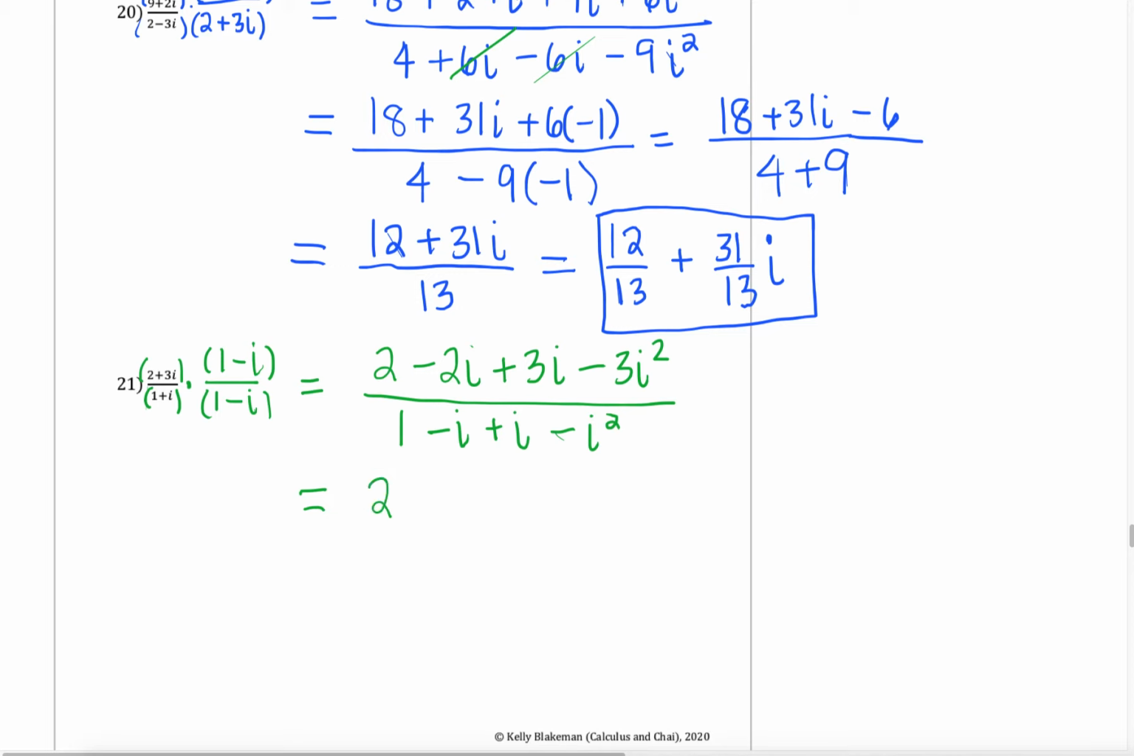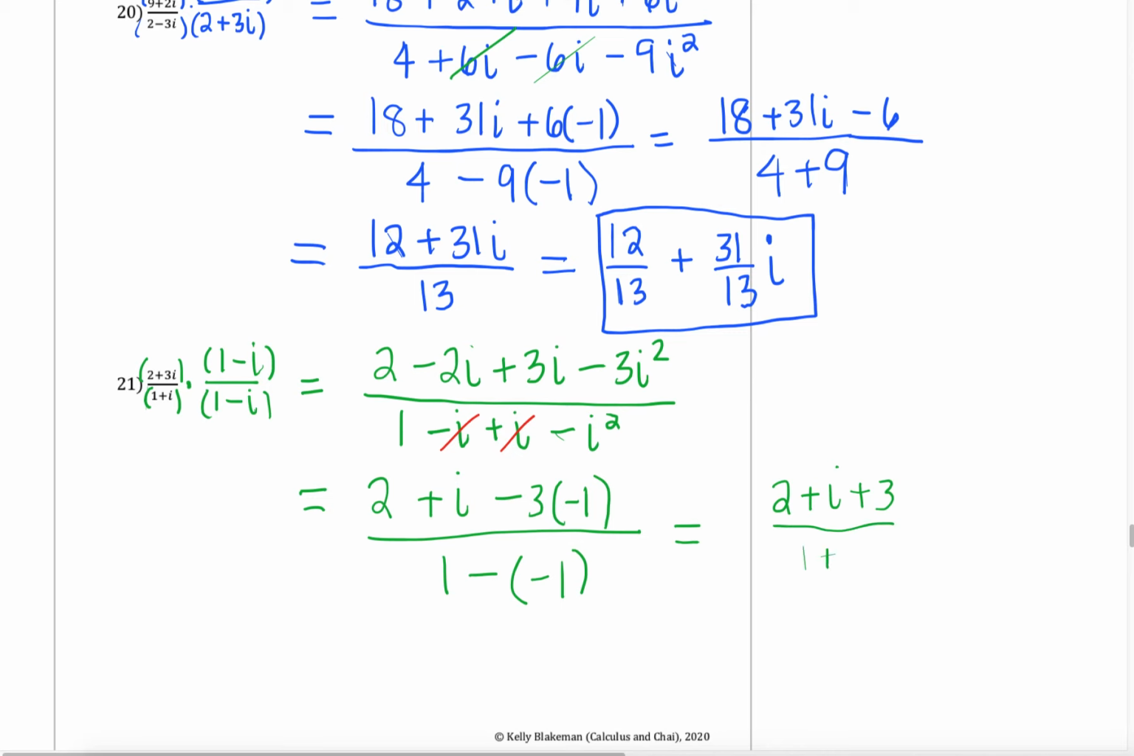So let's check our simplification. In the numerator, I can combine my imaginary terms to get just a positive i, and then remember i squared gets replaced with a negative 1. In our denominator, the imaginary terms cancel each other out since I have a negative and a positive of them, and I end up with 1 minus i squared, which gets replaced with a negative 1. Continuing to simplify from here, we really have 2 plus i plus 3 all over 1 plus 1. So that's giving us 5 plus i in the top all over 2.